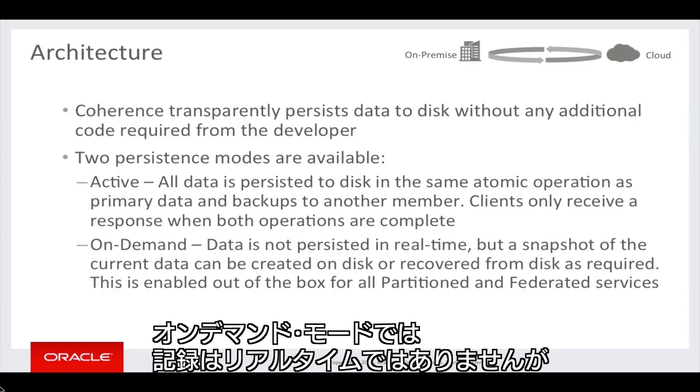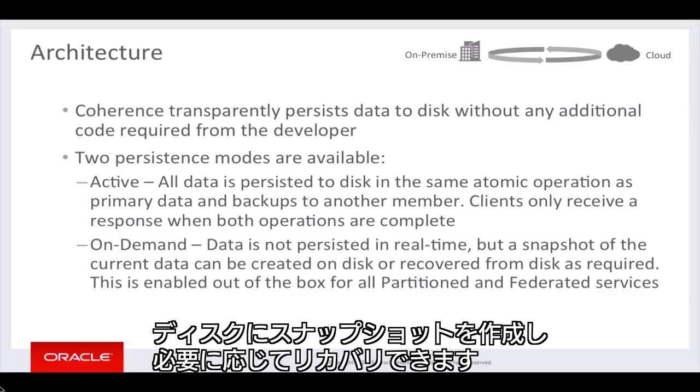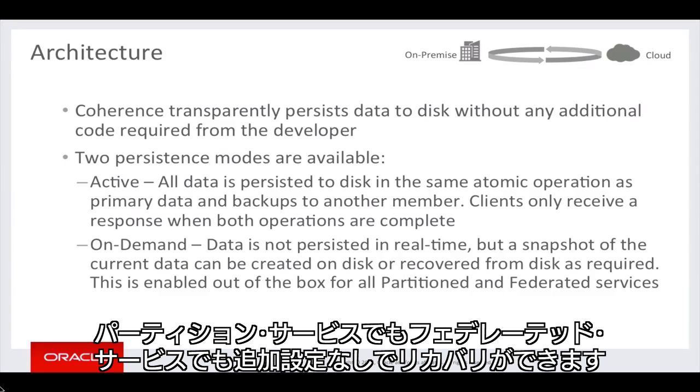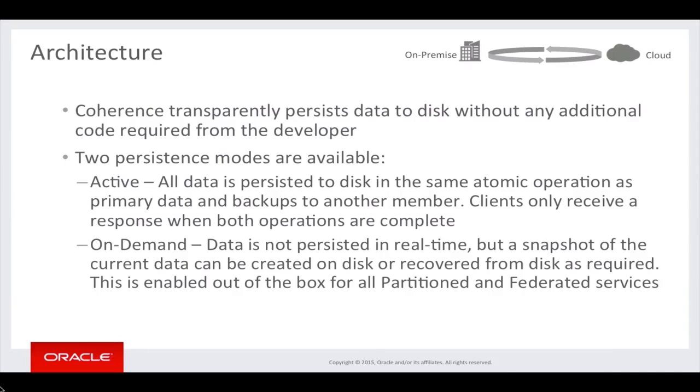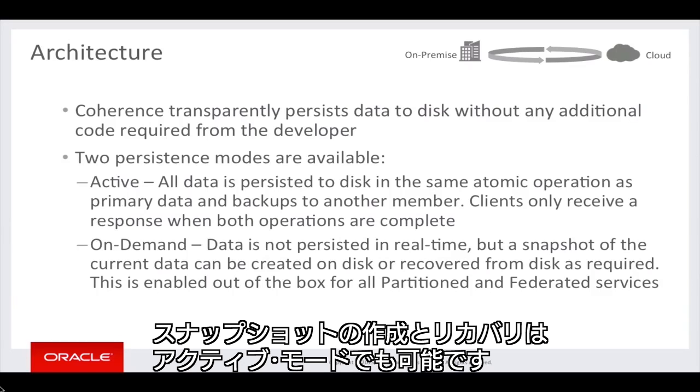On-demand mode is where data is not persisted in real time, but a snapshot of the current data can be created on disk and recovered at any time as required. This is enabled out of the box for all partitioned and federated services. You can also create and recover snapshots while running in active mode.